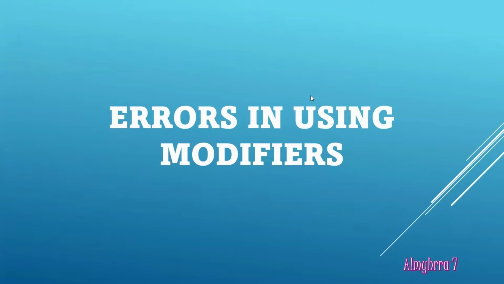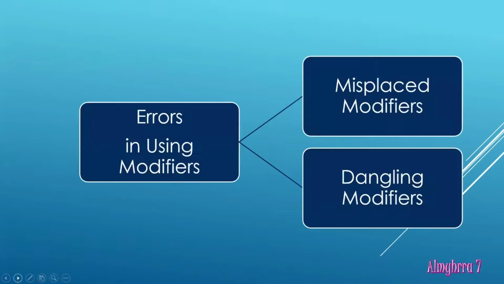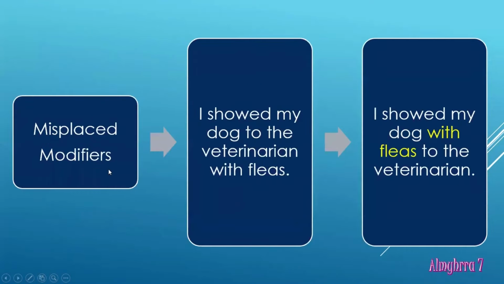We're still on errors in using modifiers. And there are two types of errors, and what are these? First, we have misplaced modifiers and dangling modifiers. Now, another example of a misplaced modifier.